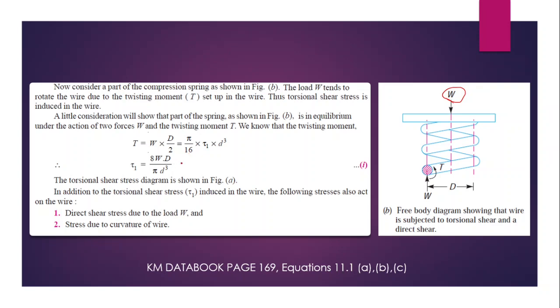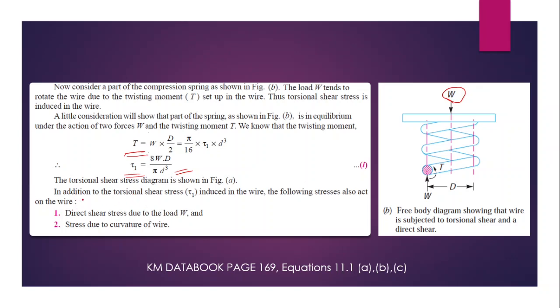We can have this tau 1 equal to 8WD divided by pi d cube. This equation is available in the KM data book, page 169, equations 11.1a, b and c. This is the torsional shear stress from the twisting moment, tau 1, equal to 8WD divided by pi d cube.